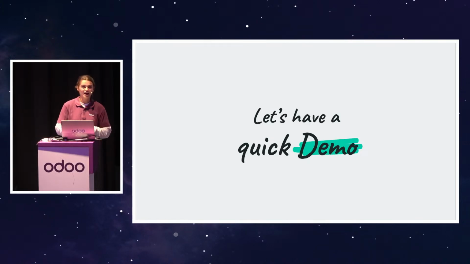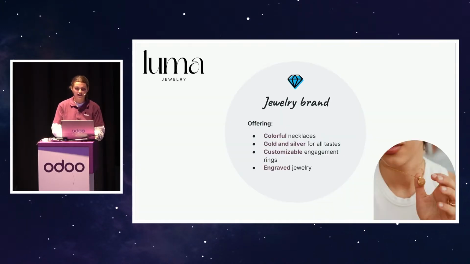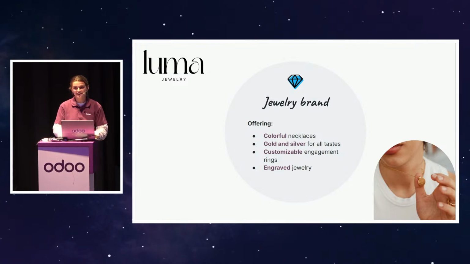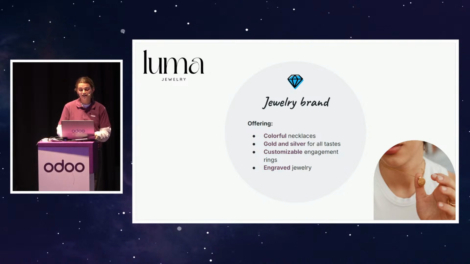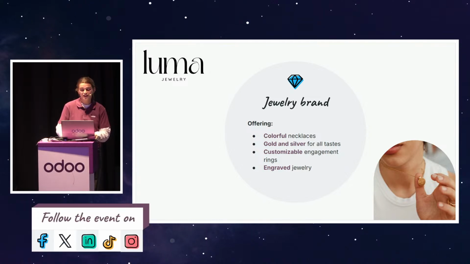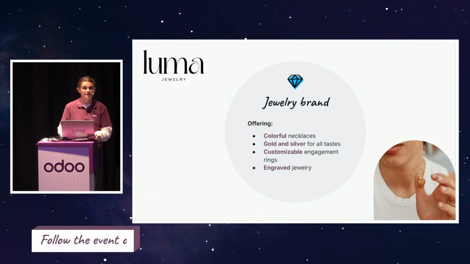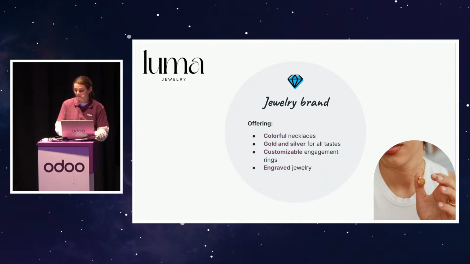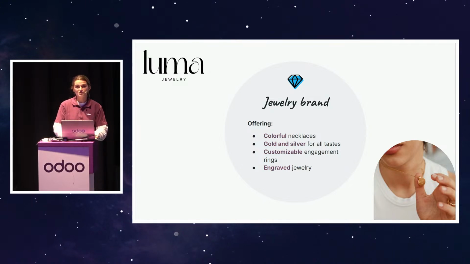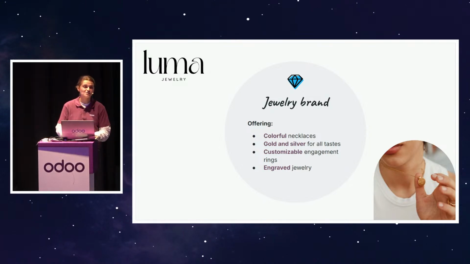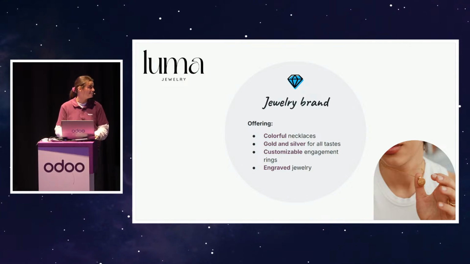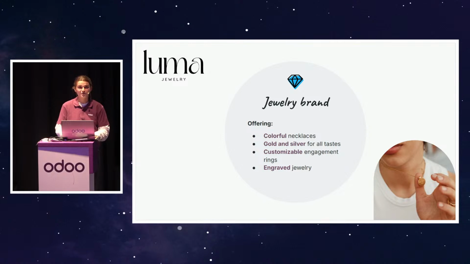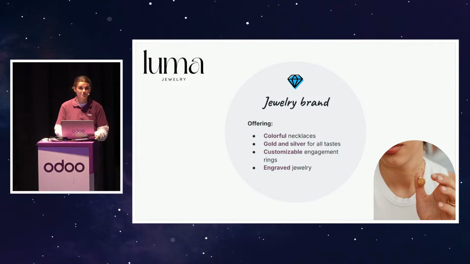But let's see together how this works with my new brand called Luma. So at Luma, we sell colorful necklaces in different colors with stones. And we also sell them in gold and silver so everyone can find what they like. All our competitors also offer an engraving service, so we decided to hop on board and we bought a brand new engraving machine for our engraved jewelry.